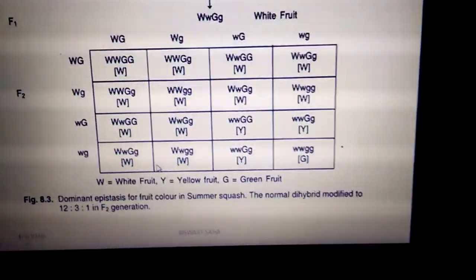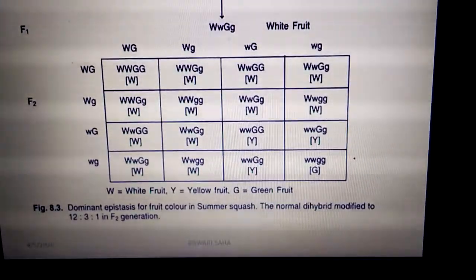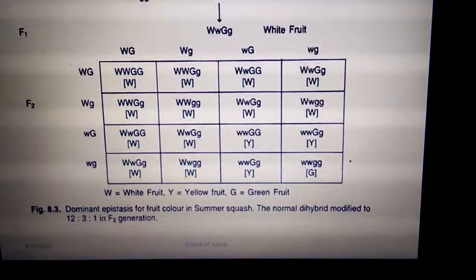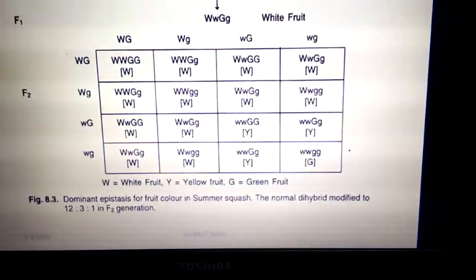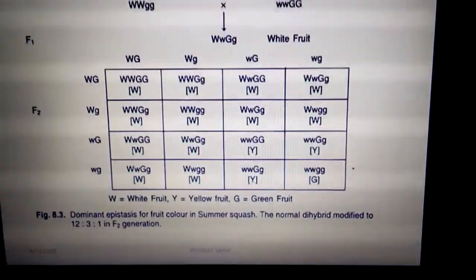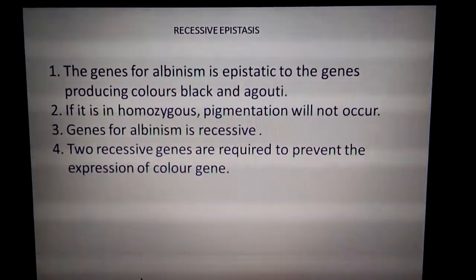So the dominant epistasis for fruit color in summer squash modifies the normal dihybrid ratio to 12:3:1 in F2 generation. In the previous case it was 13:3, and in this case it is 12:3:1. Now let us move to the recessive epistasis.